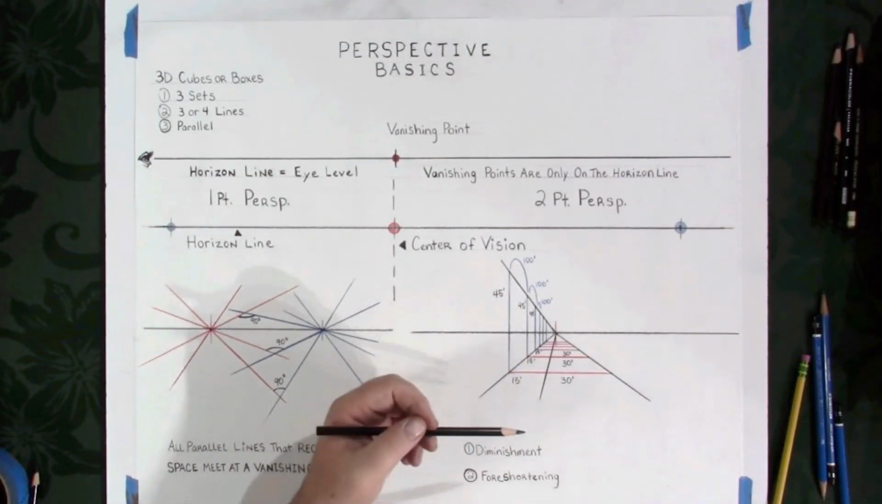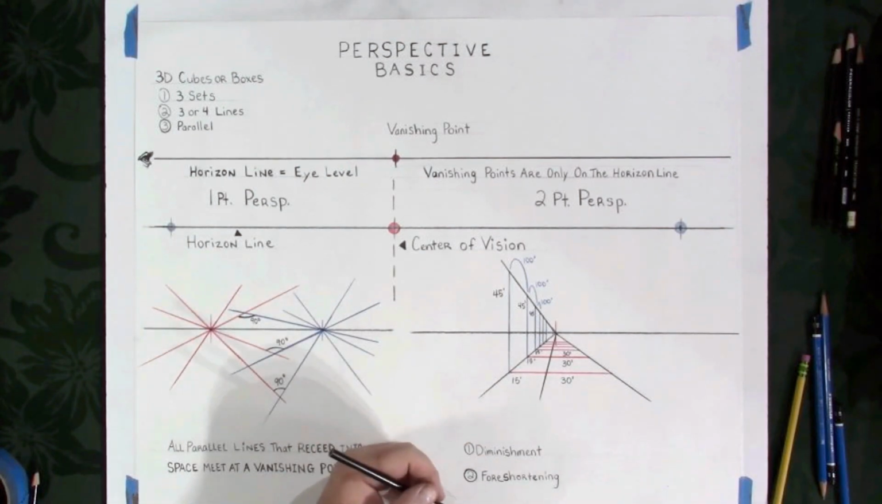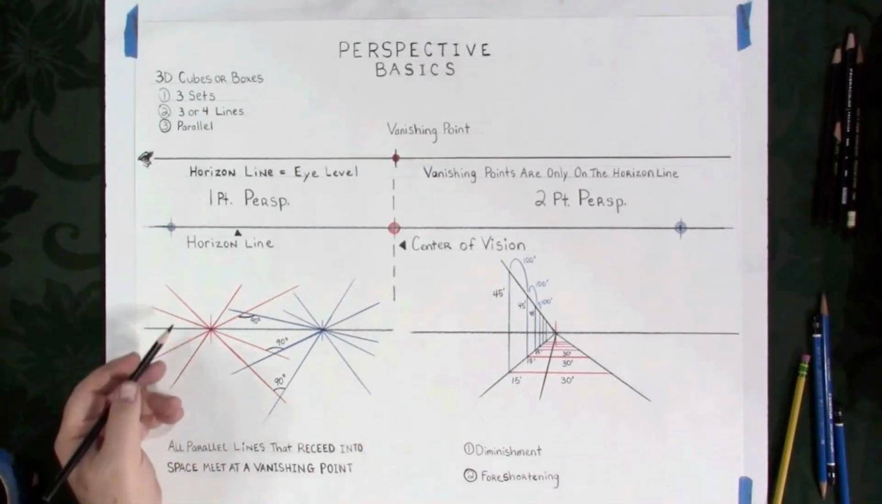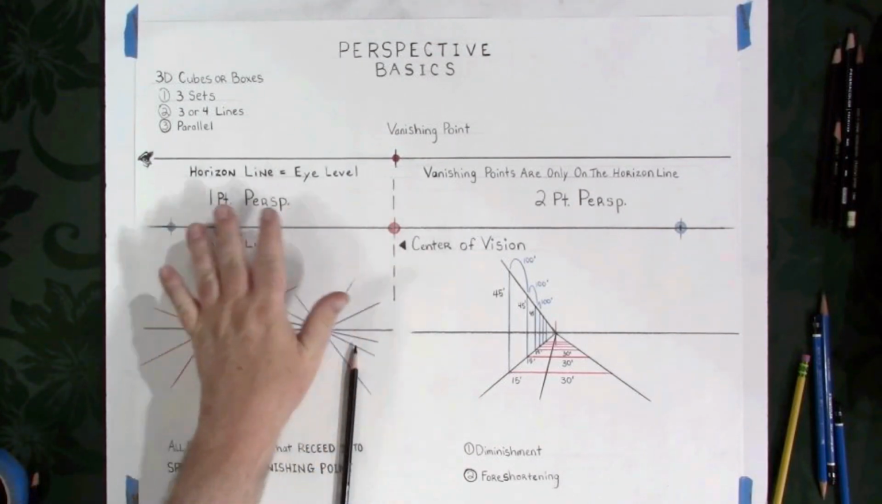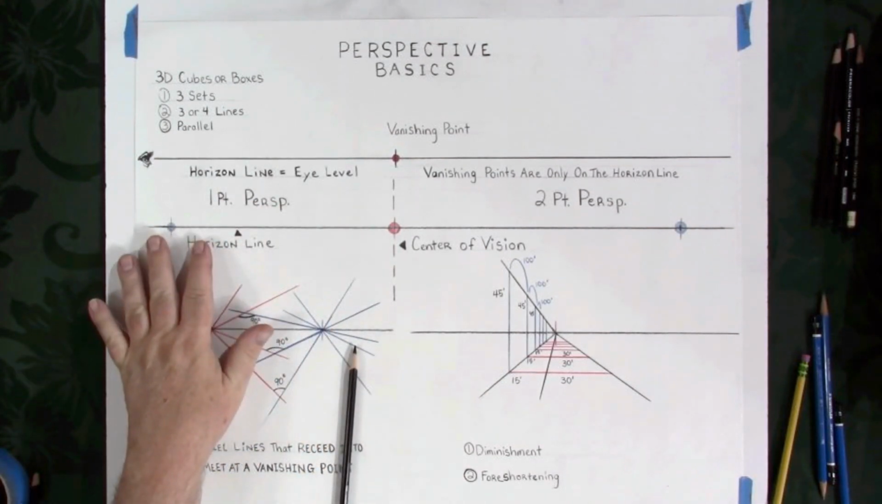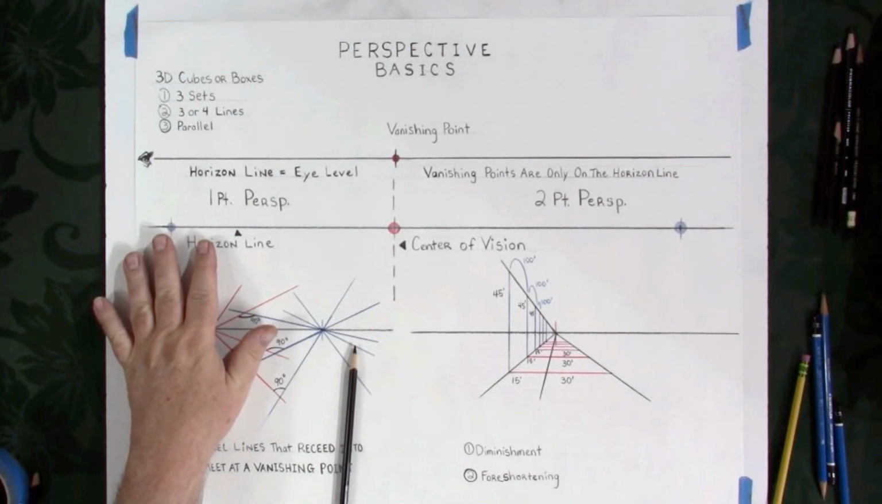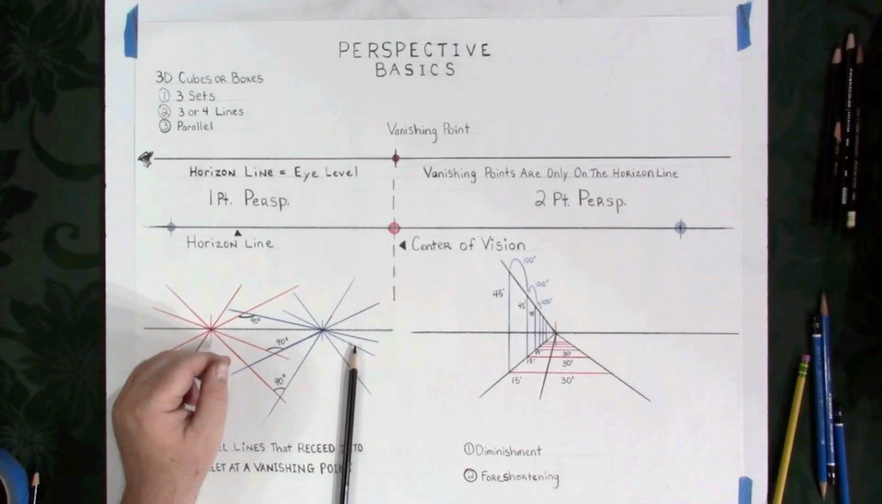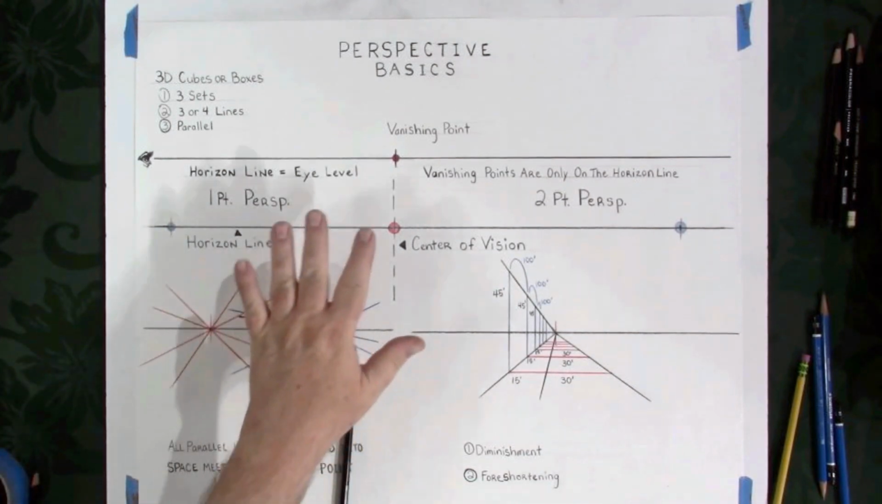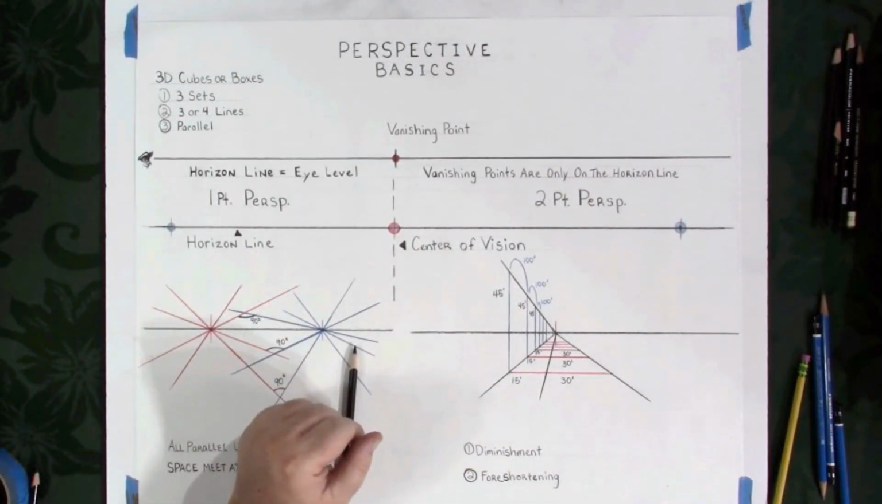So these are the concepts that we need to understand. Diminishment, foreshortening, parallel lines meet at vanishing points, that we have either a one-point perspective. If it meets at only one point on the horizon line, that's one-point perspective. If they meet at two points, that's two-point perspective. And so these are the fundamentals that we're going to work with throughout this class.